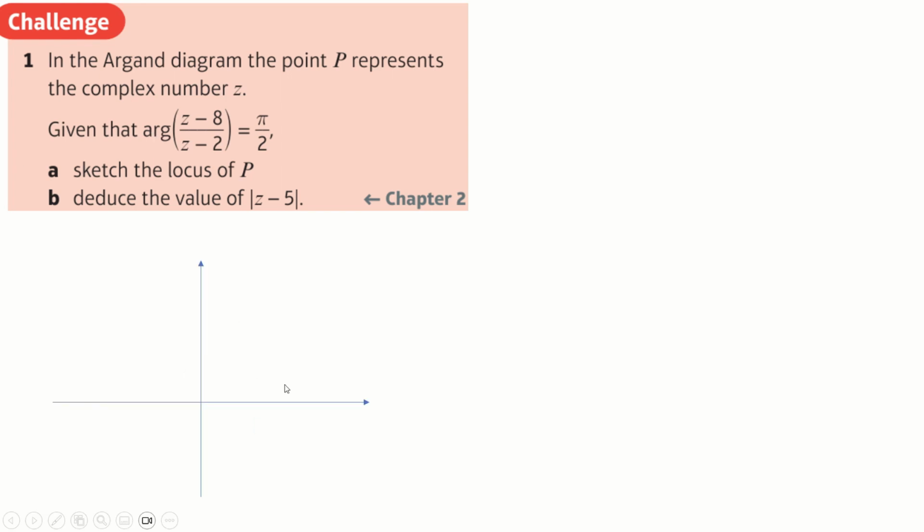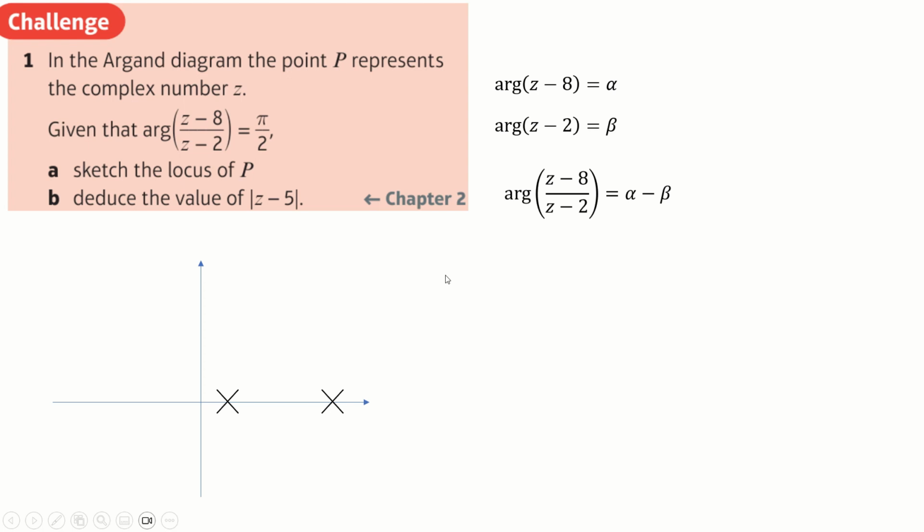Obviously, you get your imaginary and real axis out. The z minus 8 means you're looking at the point 8 and the point 2 here. And of course, if I just call the argument of z minus 8 alpha and the argument of z minus 2 beta, then the argument of (z minus 8) over (z minus 2) is alpha minus beta. That's just how arguments work, right?